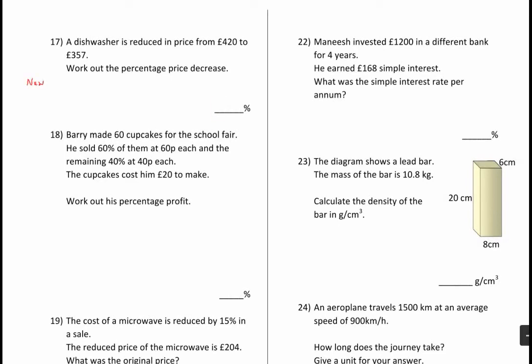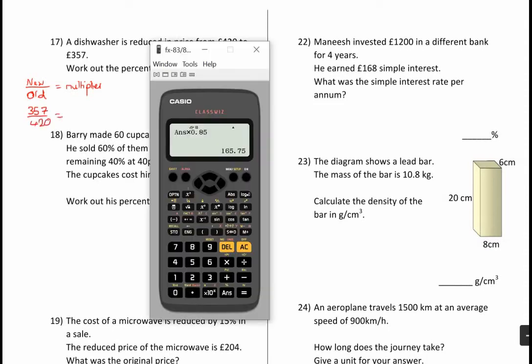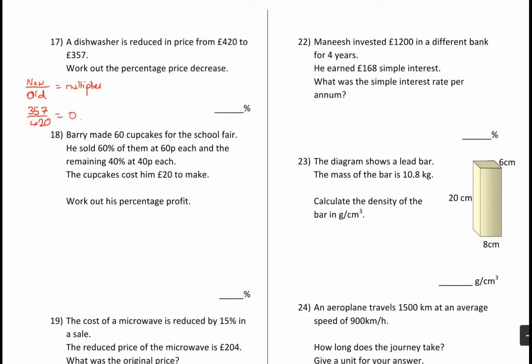I'll do this two different ways, show you two different methods, and that would give a multiplier. So the new price is 357, the old price is 420. Let's see what that gives us. So 0.85. Now the final thing left to do is to think about what percentage reduction you would be doing if you times by 0.85, and that is a 15% reduction.